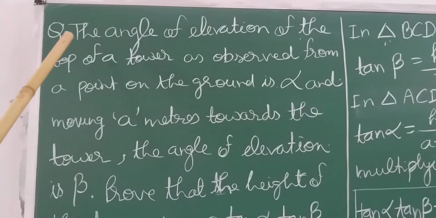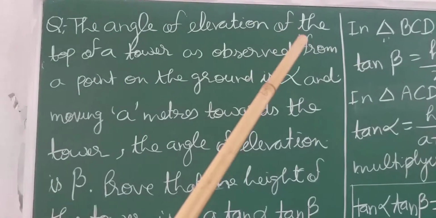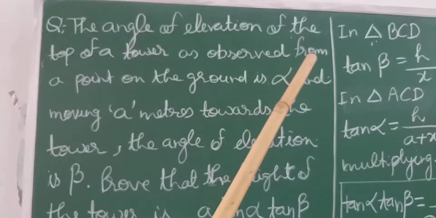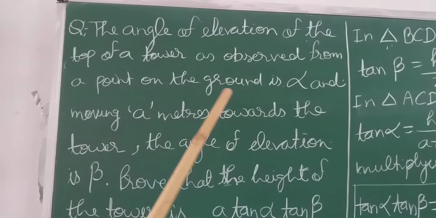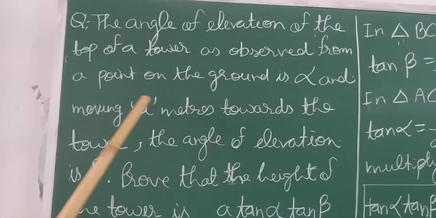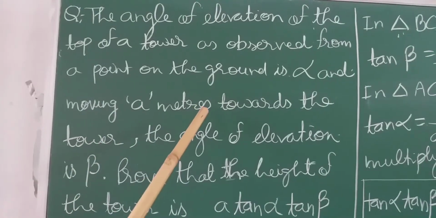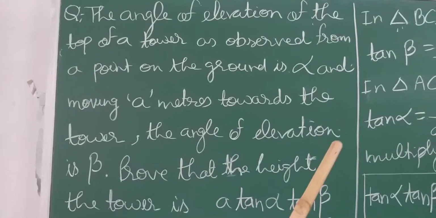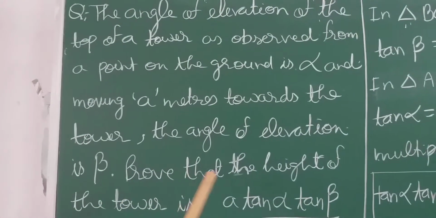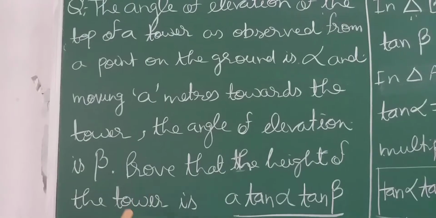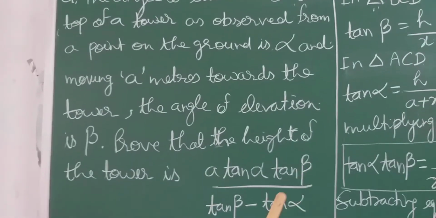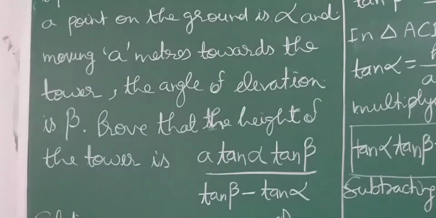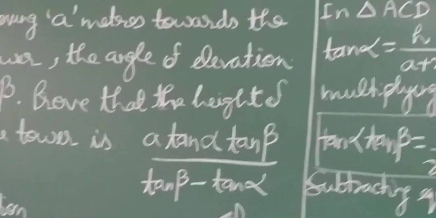The question is: the angle of elevation of the top of a tower as observed from a point on the ground is alpha, and moving a meters towards the tower, the angle of elevation is beta. Prove that the height of the tower is a tan alpha upon tan beta minus tan alpha. So let us draw the diagram.